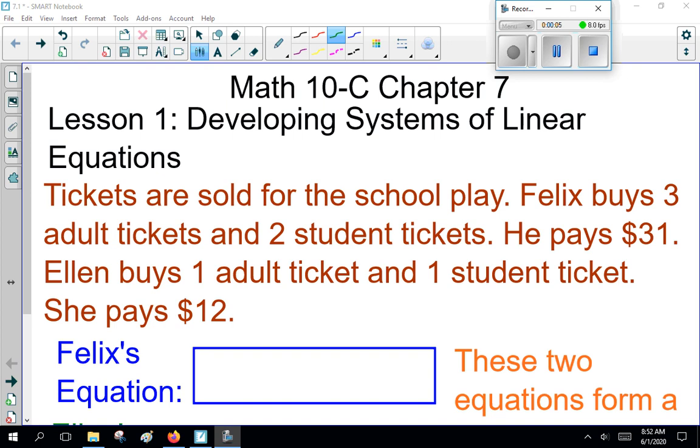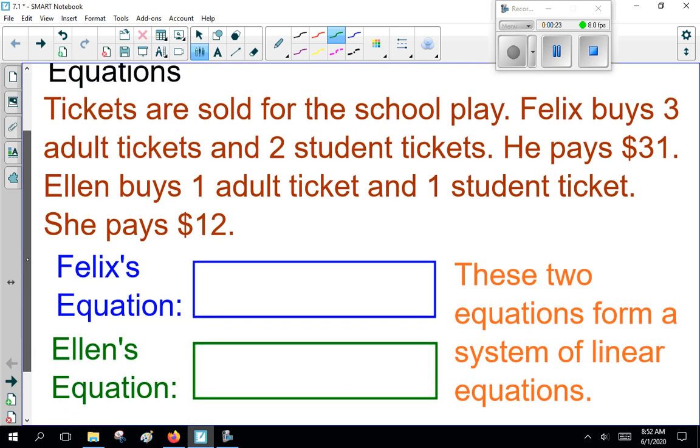Welcome to Math 10C, Chapter 7, Lesson 1, Developing Systems of Linear Equations. Now, note here, guys, we will be making the equations, and I'll be giving you answers to check, but we won't be solving them today. That's the next couple lessons. So here we're turning words into an equation. So let's get going.